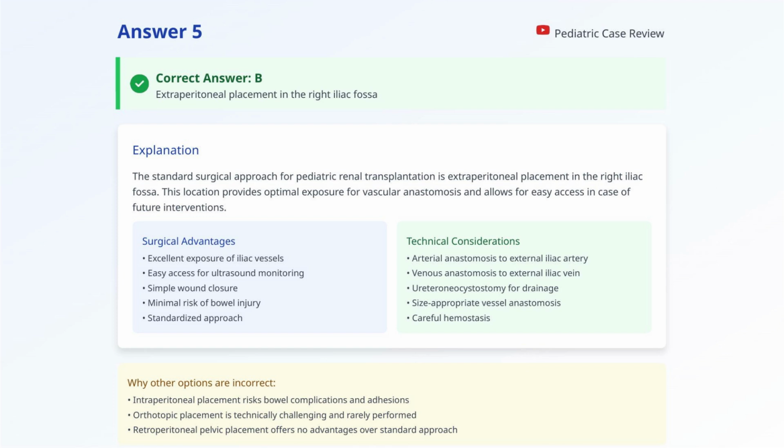The other options are incorrect because intraperitoneal placement risks bowel complications and adhesions. Orthotopic placement is technically challenging and rarely performed, and retroperitoneal pelvic placement offers no advantages over standard approach.